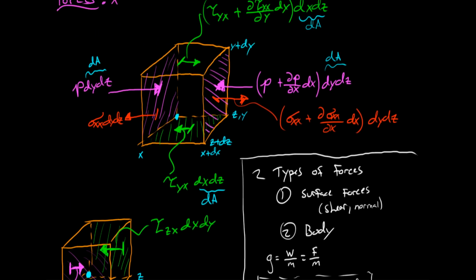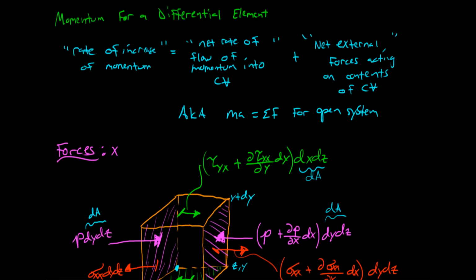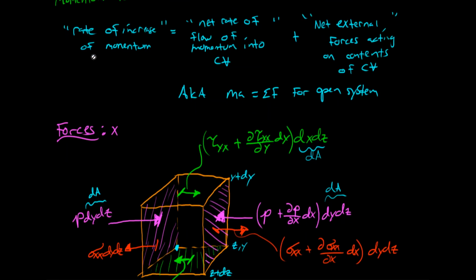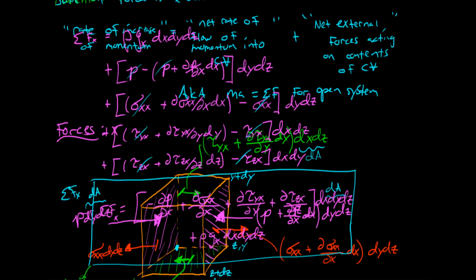Okay, so we've got a lot of ingredients here. Let's look one more time. We want the rate of increase of momentum to equal the sum of all these external forces and the flow rate going in and out. So let's move on to the next page and start looking at that.